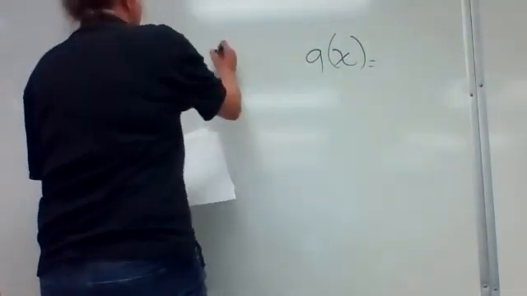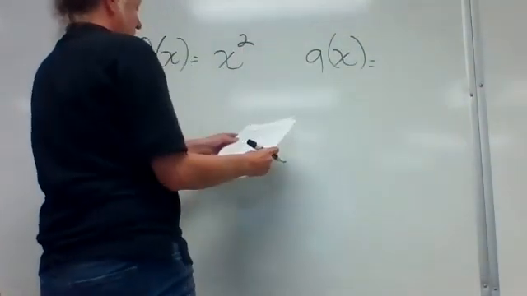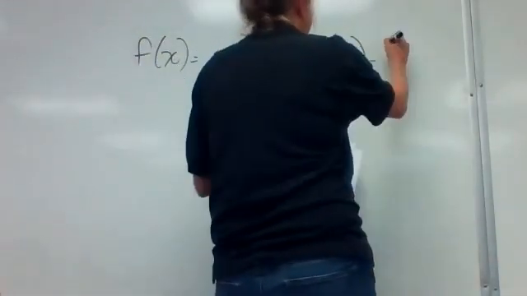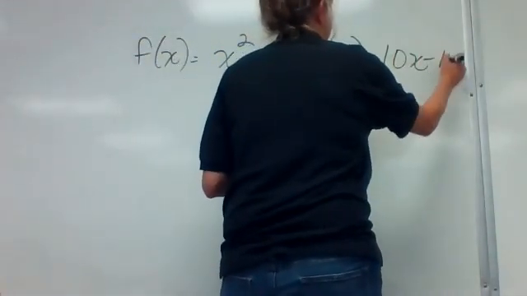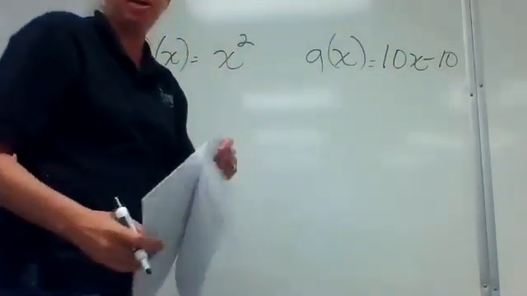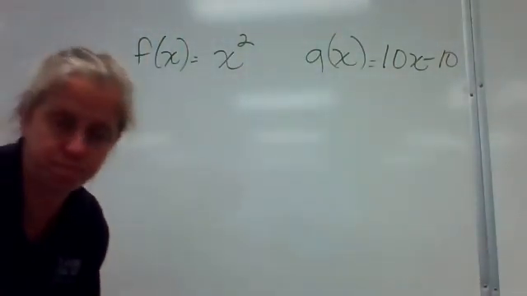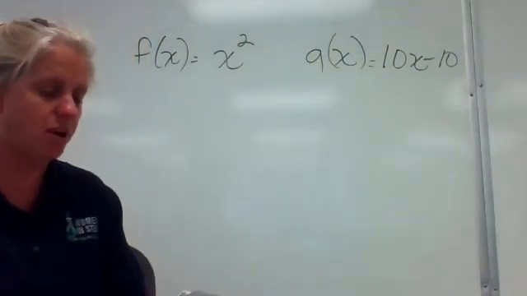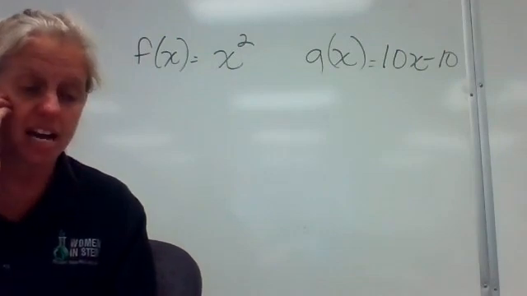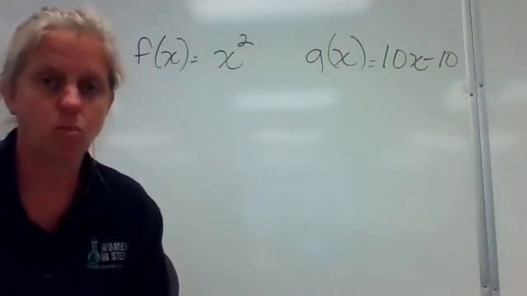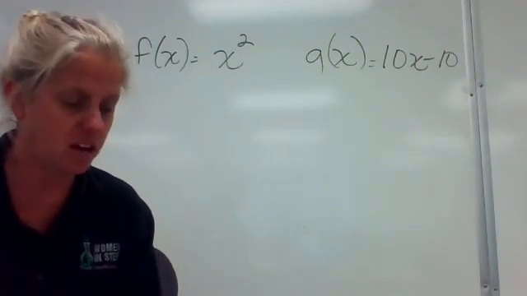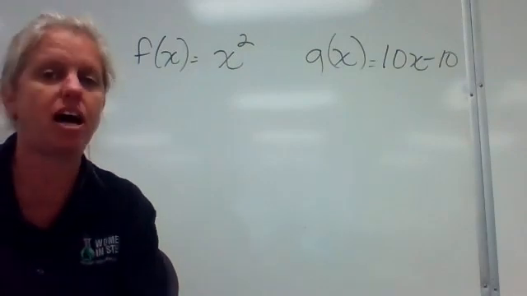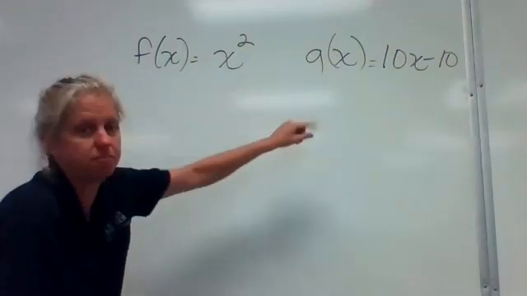F of x is x squared. G of x is 10x minus 10. Now, I'm going to simplify this as much as I possibly can. It wants to know what is the domain of the sum, what is the domain of the difference, and what is the domain of the product of these two functions.